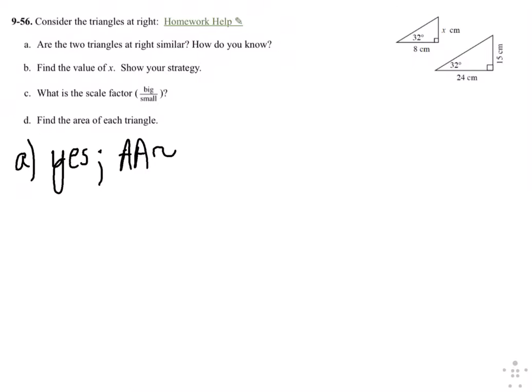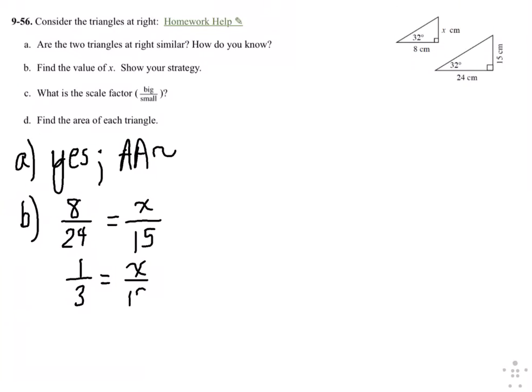Okay, so for B, find the value of x. So since they're similar, we know that the sides are proportional, right? So 8 centimeters over 24 centimeters, the corresponding sides, must equal x over 15 centimeters, right? So in this case, we can reduce the left fraction, so 1/3 equals x over 15, right?